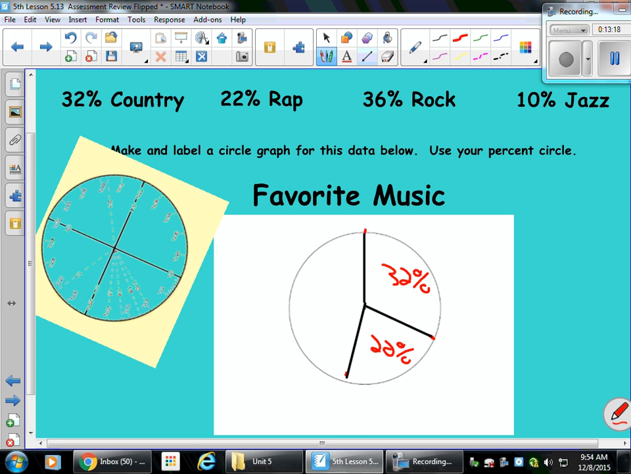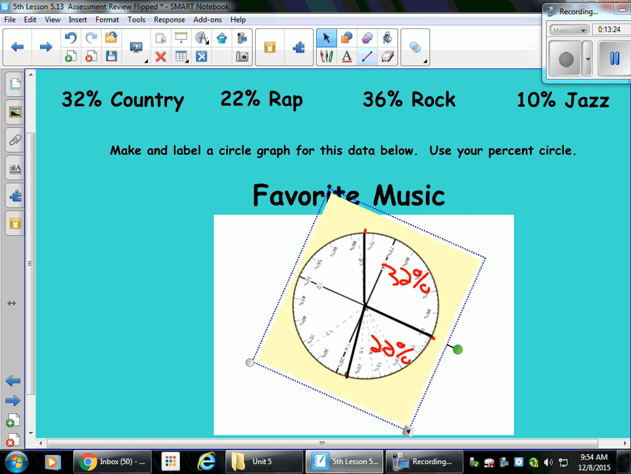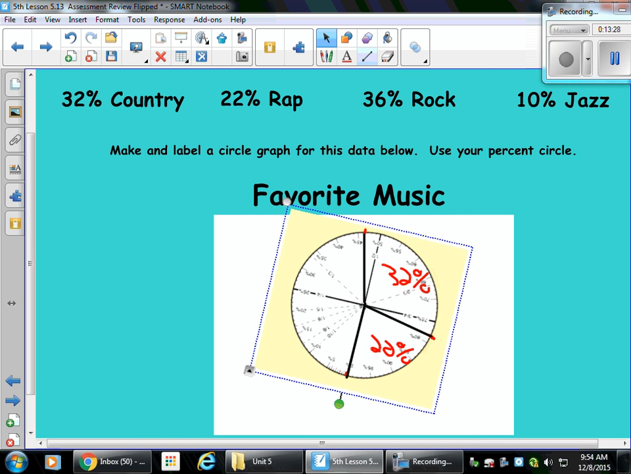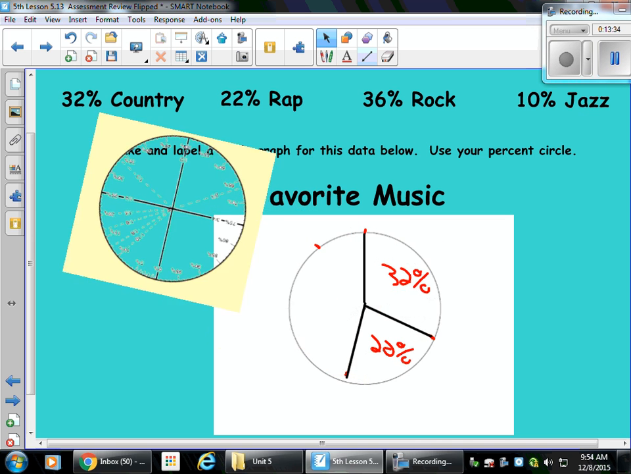My next one is 36%. I'm going to put my 0 at my new line. Make sure I'm at the 0 on the page. 36% will put me right up to the 35. And draw my line. Then my very last one should be 10% if I did this correctly.